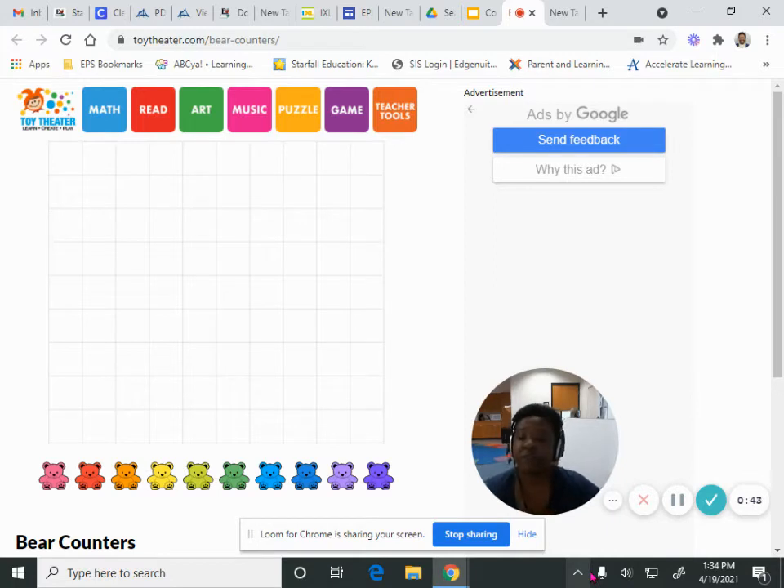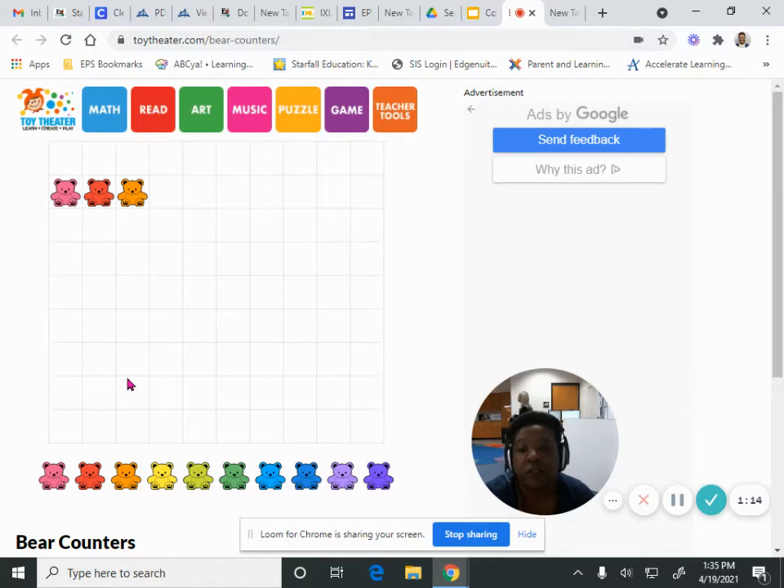So we have these bears here, and we are going to pretend like these bears are different animals because we are going to be talking about animals in our word problems. Okay. So for this problem, there are three chickens, and these three chickens are in a barn. How many legs are there in all? So there are three chickens. So I'm going to use a pink bear, a red bear, and an orange bear to represent my chickens.